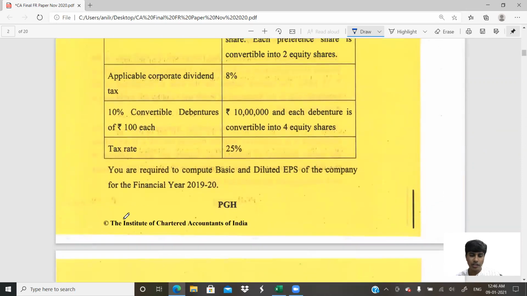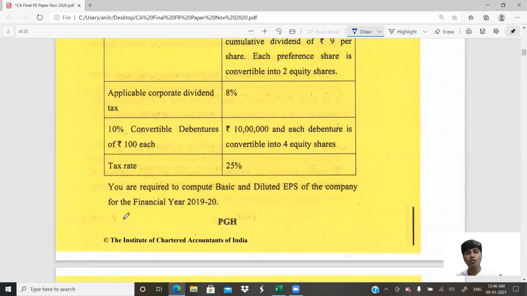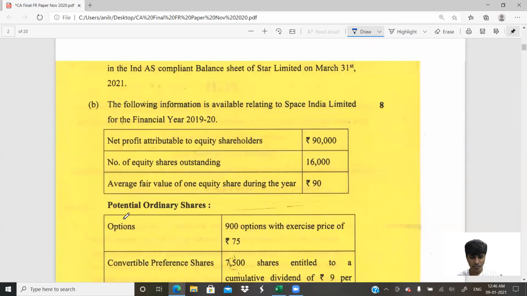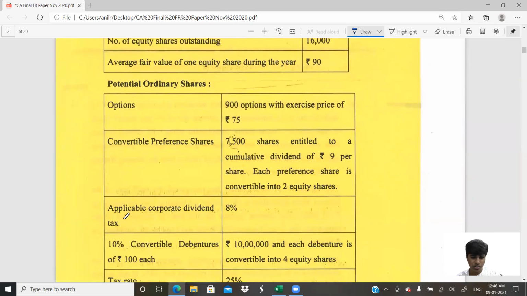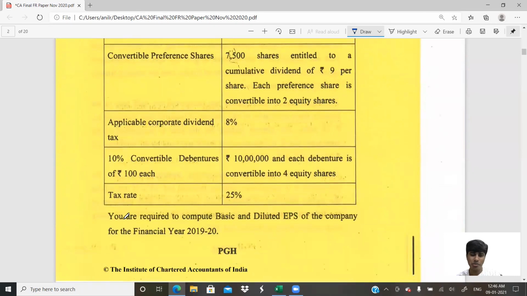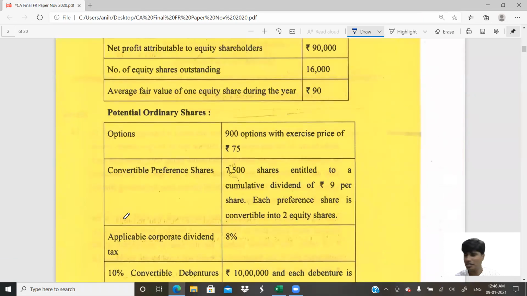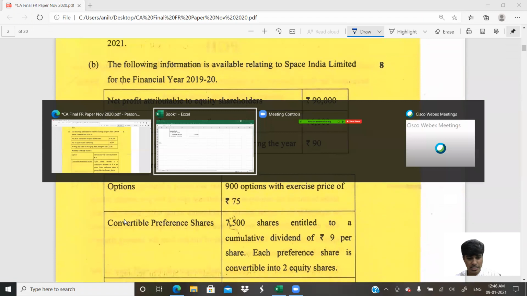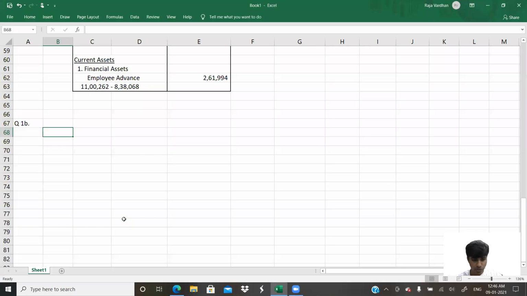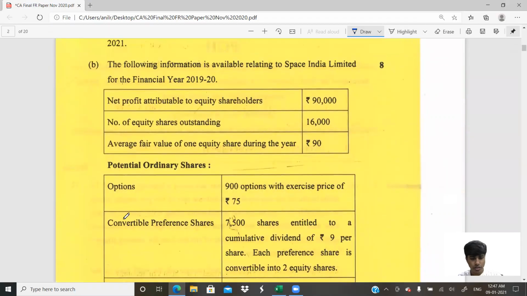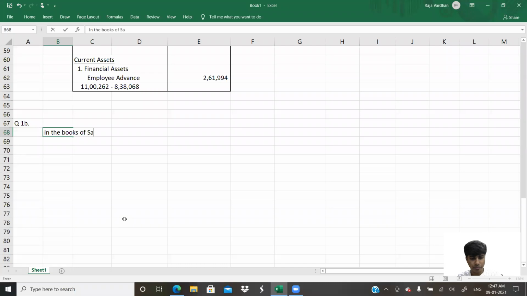What do they want? You are required to compute basic and diluted EPS of the company. Oh, perfect. Very nice. Easy one. 8 marks is in your pocket. This is a very easy one because there are not many adjustments, guys. Corporate dividend tax is there, tax rate, tax shelter is there, and they've given options. Pretty easy. Come on, let's start. So we're doing the solution to question number 1B in the books of Space India Private Limited.